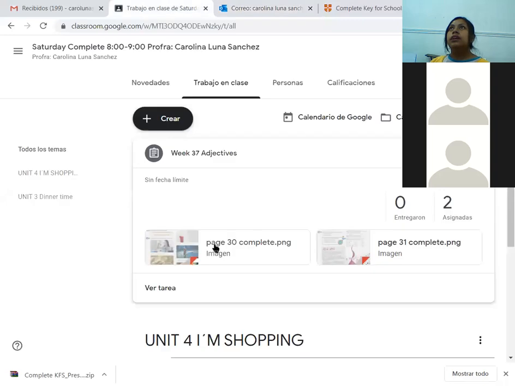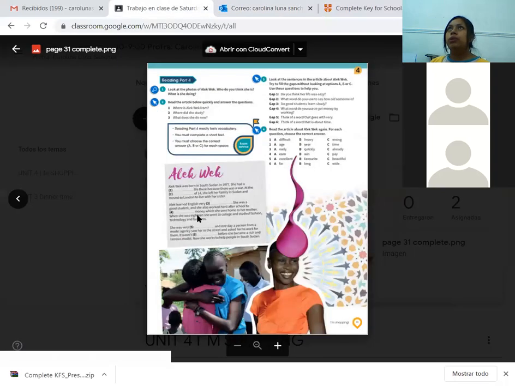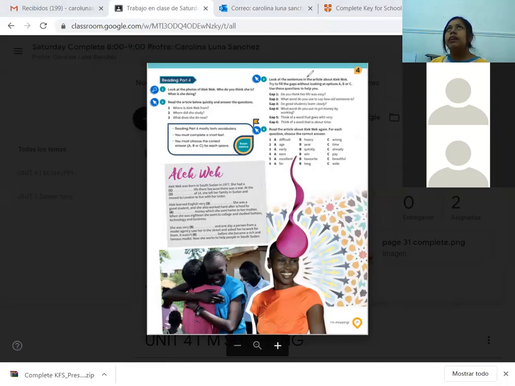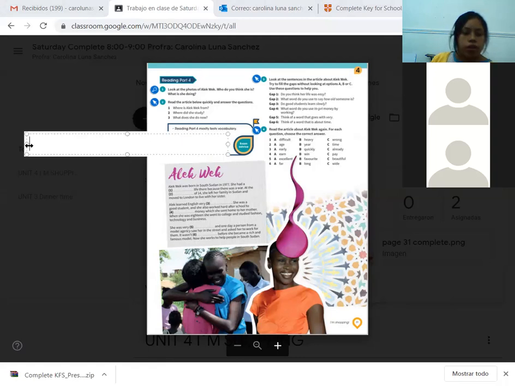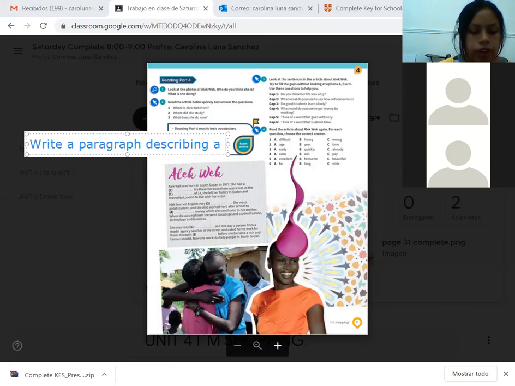Okay, now we are going to do the following. We're working on this page. And now we are going to describe. Okay. Write a paragraph describing a friend.